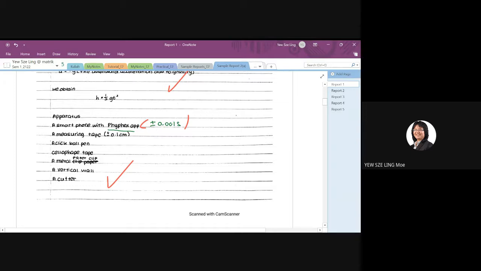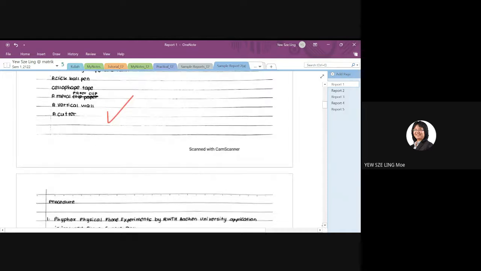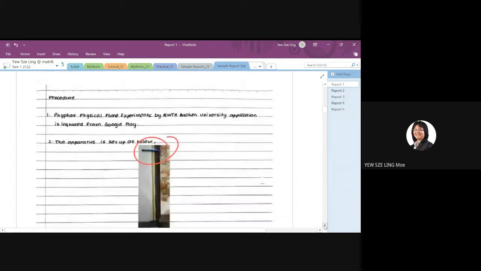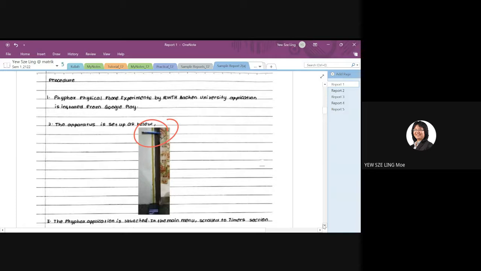Even the phyphox app, even though it is a digital tool, it is an app, it also comes with uncertainty. All right, so the uncertainty for a digital tool is the smallest scale. So the smallest scale in a phyphox app is plus minus 0.001 second. Okay, now let's look at the diagram.